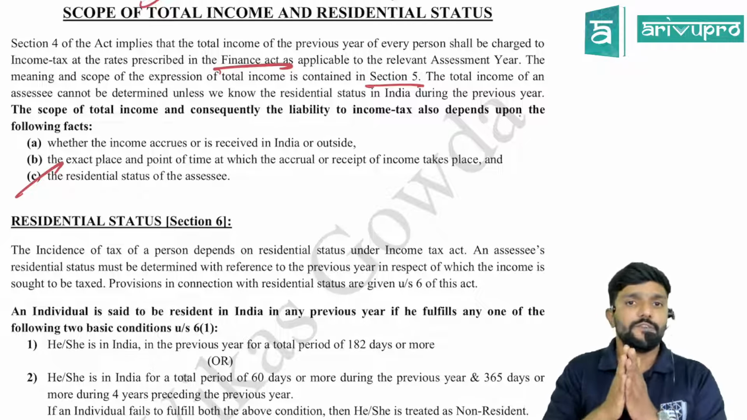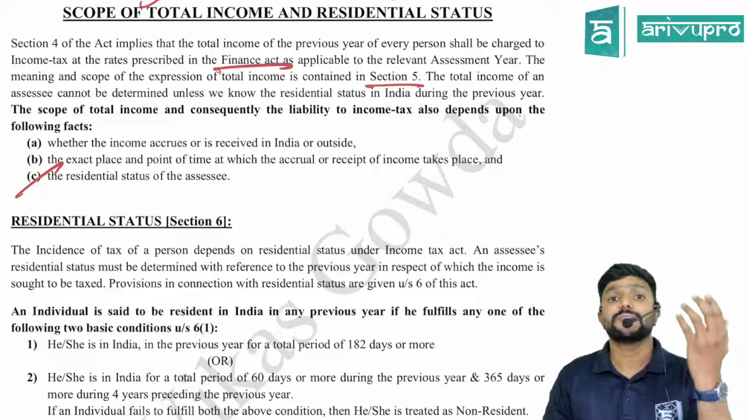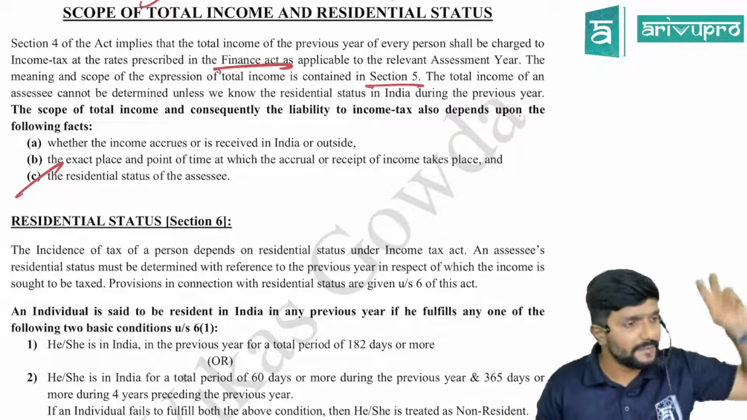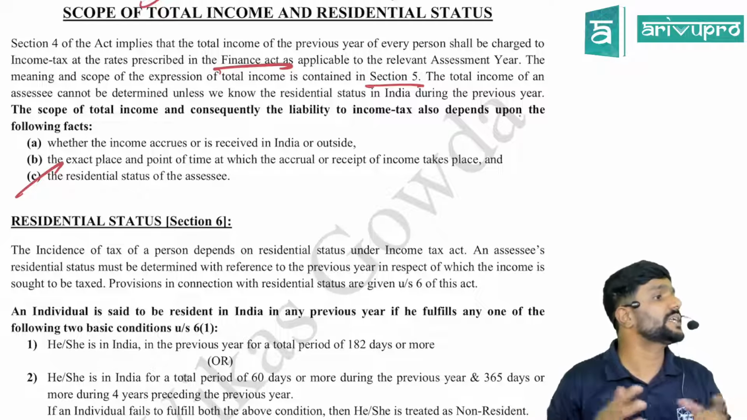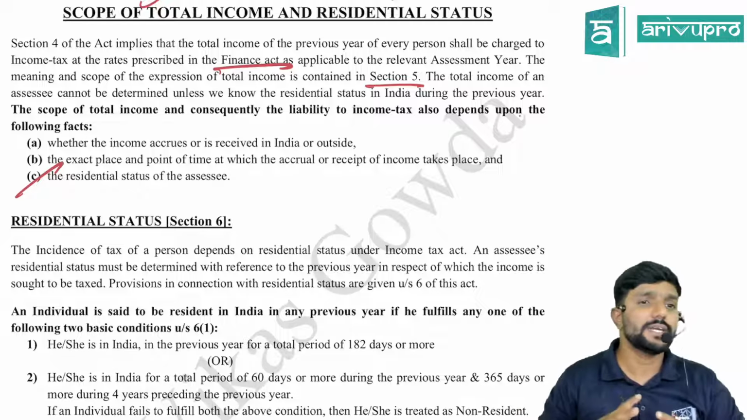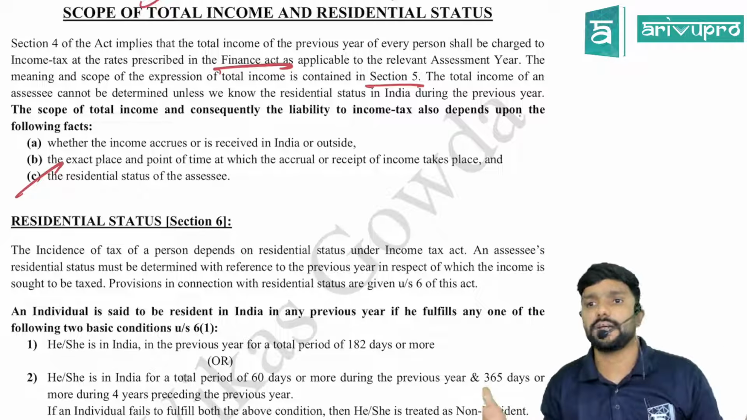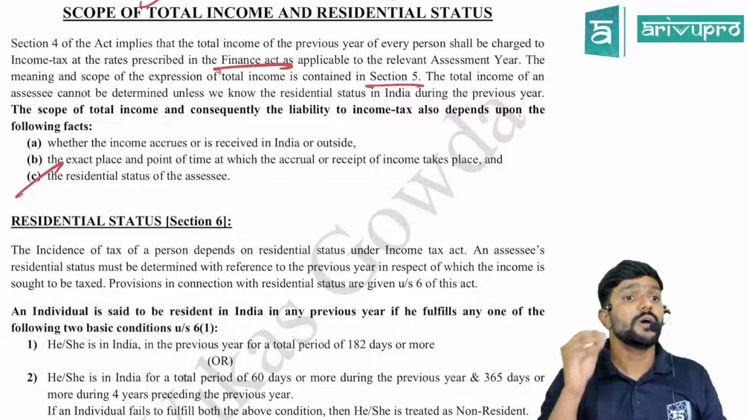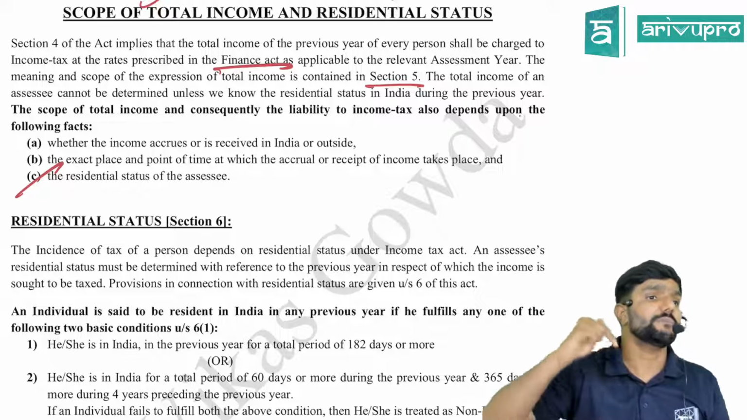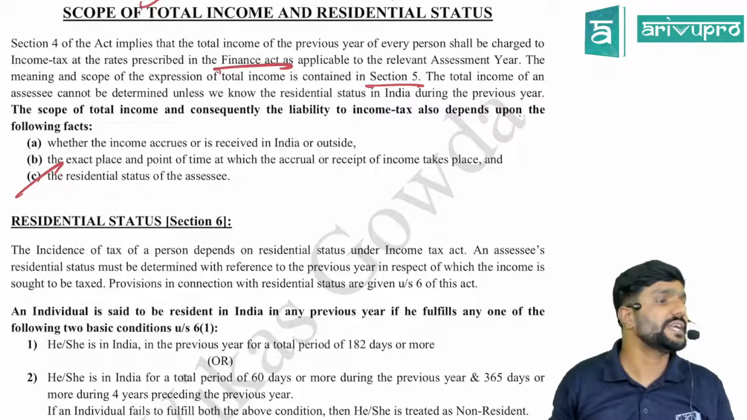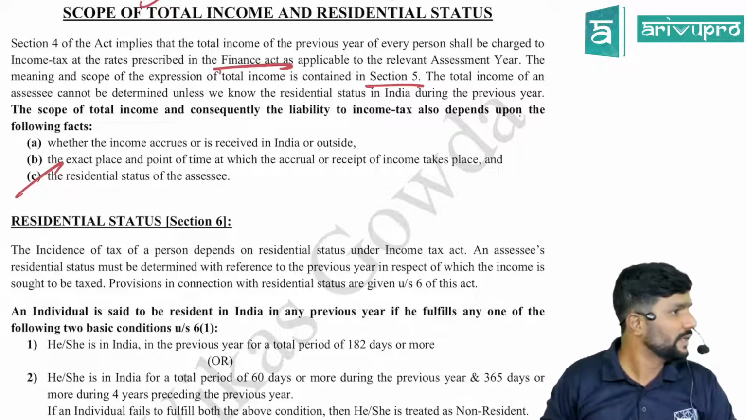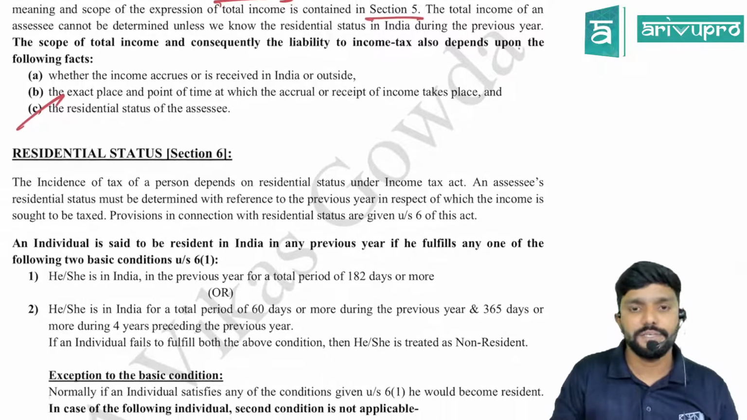For each category of person, we have seen who is a person in section 2 clause 31 now. For each category of person, we will check the residential status, and it is based on different criteria. It is not the same for everyone. For an individual especially, it is based on how many days you stayed in India. How many days did you stay in India during previous year 23-24? Clear? Which is important. Let us see.